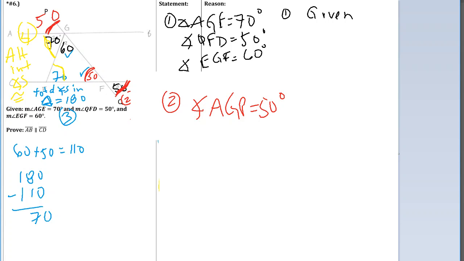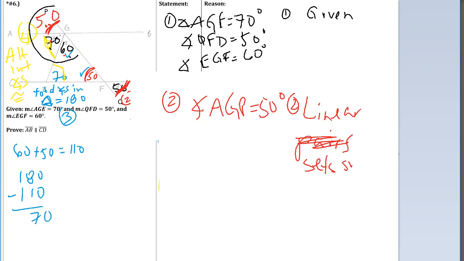Oh, could we say that? Yes, we could. Now the question is, what's the reason that we could put there? The way we know that this is a 50-degree angle is because we have a linear pair right here. So this is 60 plus 70 plus something equals 180. So the reason here is that linear pairs, except these aren't pairs because there are 3 of them. So linear sets are supplementary.